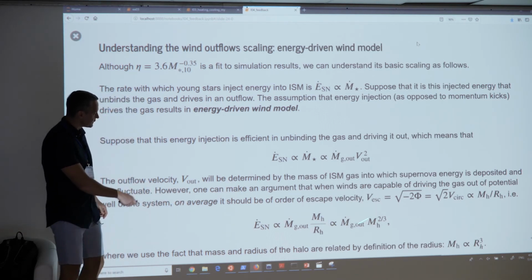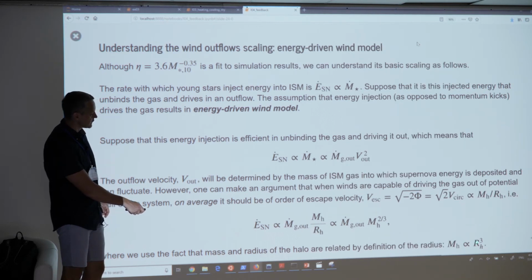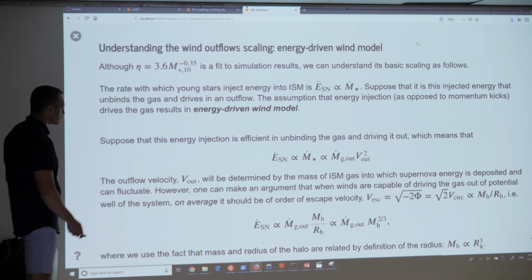And if I combine these things and rewrite this equation again, I'll get the mass outflow rate proportional to the mass of the halo divided by radius, but mass and radius are related by definition. They're related by a given density contrast that's fixed relative to the mean density of the universe. So the overall mass is proportional to the radius of the halo cubed. And so mass over radius is just the mass of the halo to the 2/3 power. Right. So this is the scaling relation that this model predicts.